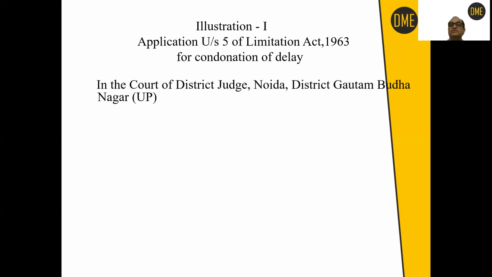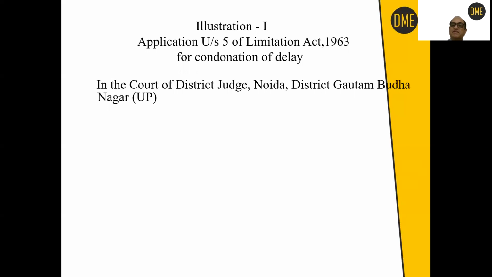in the court of district judge. So naturally, the application under section 5 of Limitation Act is also to be moved along with memorandum of appeal in the court of district judge. So the first line, as you have seen in the drafting of plaint and WS also, is the name of the court where you are going to file your application. So this is in the court of District Judge Noida, District Gautam Buddha Nagar.